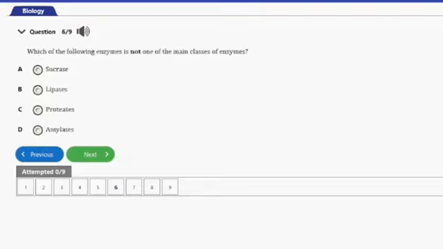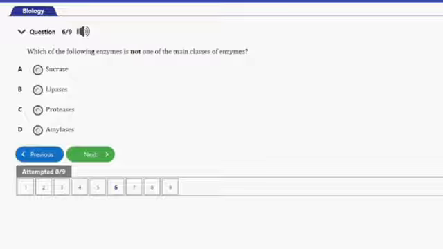Question number 6 here, it says, which of the following enzymes is not one of the main classes of enzyme? We have A. Sucrase, B. Lipases, C. Proteases, and D. Amylases. So guys, the answer to this question is actually sucrase.